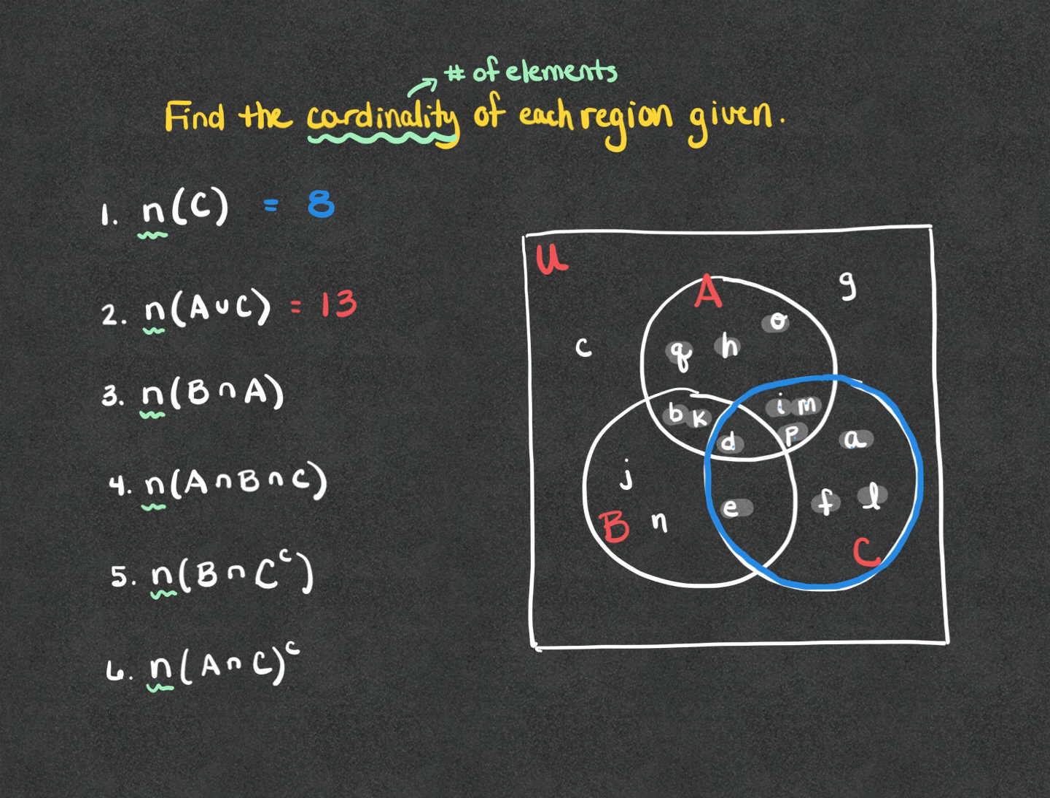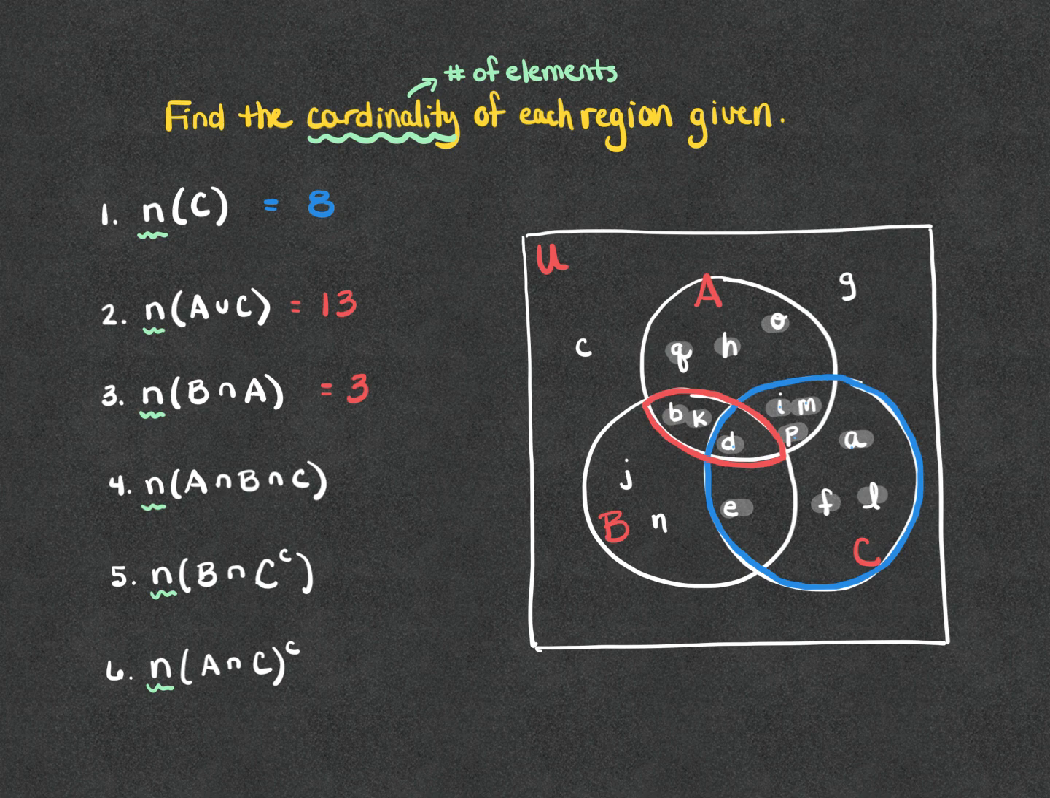For the cardinality of B intersect A, now what we're looking at is where B and A overlap. Where do sets B and A overlap? Well, B and A overlap in this region that I just traced. So if we count the number of elements in that set that I just traced, we discover there are 3 elements in that set.